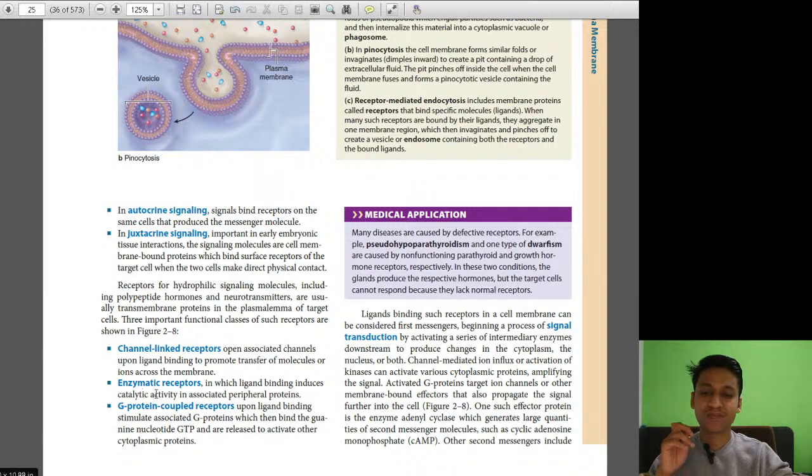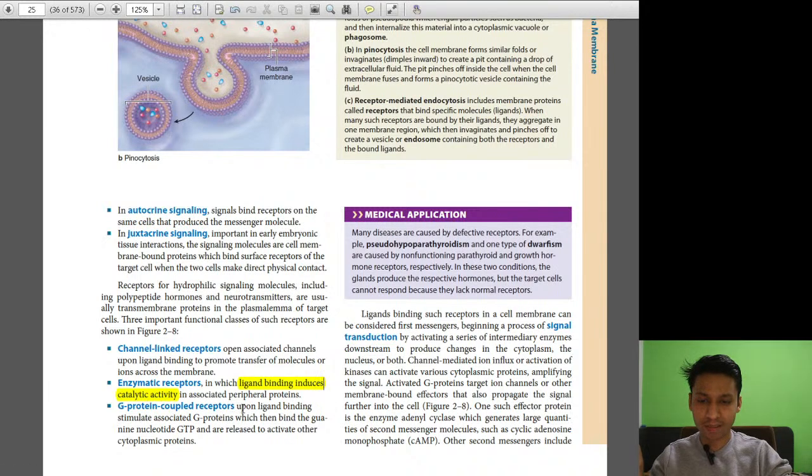ligand binding induces catalytic activity in associated peripheral proteins. So in enzymatic receptors, this ligand binding induces a catalytic activity that is associated with a peripheral protein. These enzymatic receptors are basically integral proteins, but they're associated with the peripheral proteins. They are not peripheral proteins, and we need to highlight this catalytic activity. Basically, what do enzymes do? Their most important role is as a catalyst for most of the reactions in our body. So they have to induce the catalytic activity.